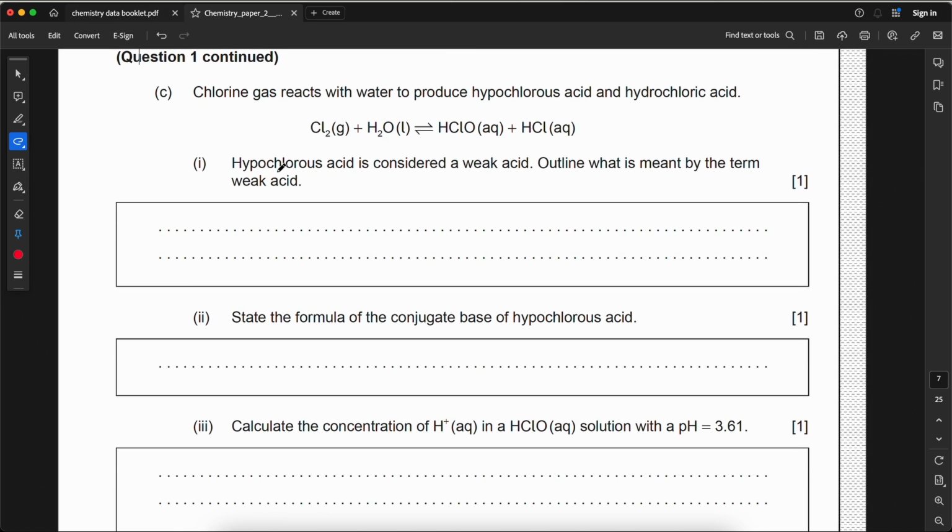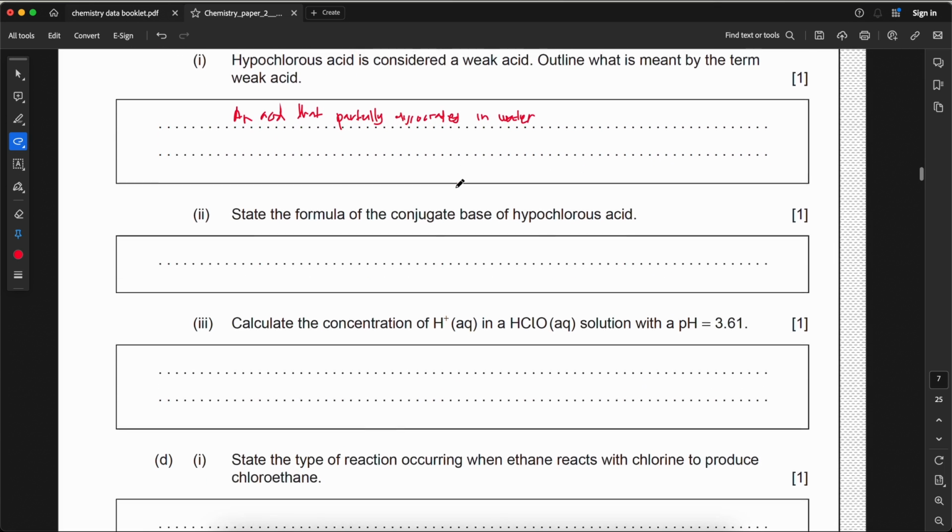Chlorine gas reacts with water to produce hypochlorous acid and hydrochloric acid. Hypochlorous acid is considered a weak acid. Outline what is meant by the term weak acid. An acid that partially dissociates in water. A strong acid fully dissociates in water.